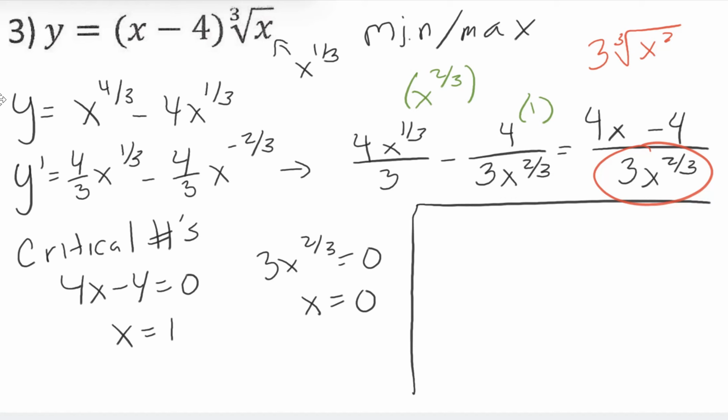So now the only thing I have to look at is my numerator. If my numerator is positive, the whole thing is positive. If my numerator is negative, the whole thing is negative. So we've got 2 critical numbers here, which means I have to try 3 numbers. If I have a number, let's say less than 1, so let's do 0. If x equals 0, then 4 times 0 minus 4 is negative 4. So it's negative on that side.